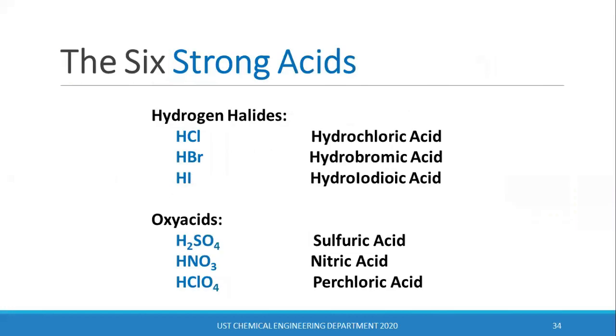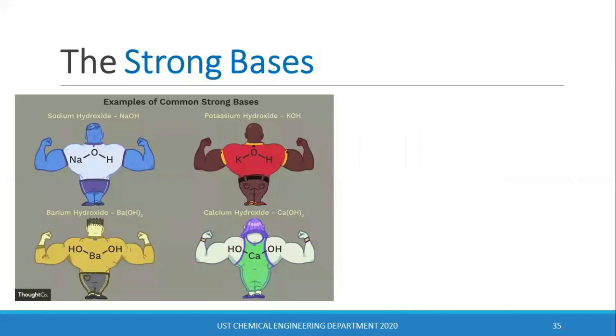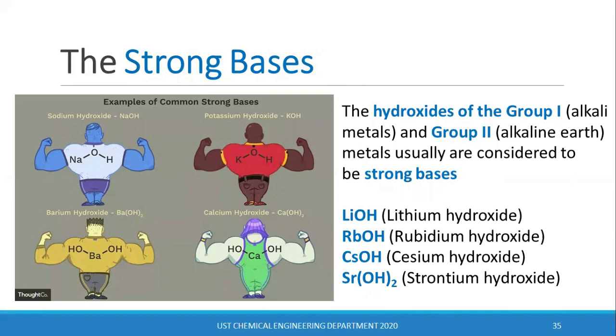Here are the most common strong acids. You might want to memorize them as when you see them in the problems, you would know that calculations will be easier because they are strong acids. Here are some of the common strong bases. The hydroxides of the group 1 alkali metals and group 2 alkaline earth metals usually are considered to be strong bases. Again, just like the strong acids, you will be more than happy to see them in your self-assessment problems or quiz.